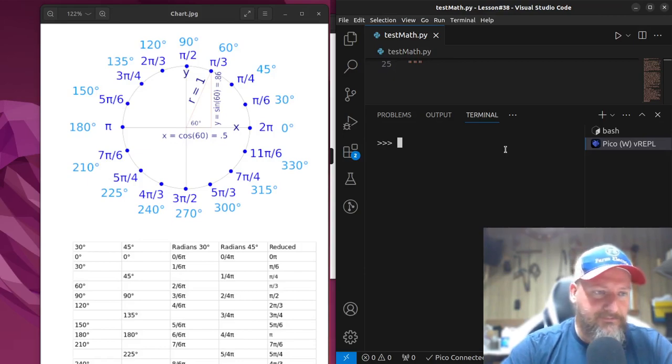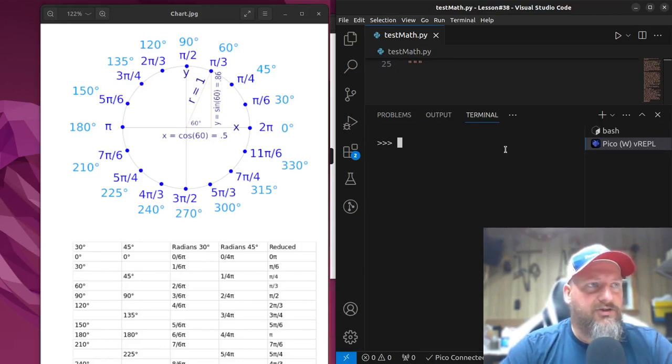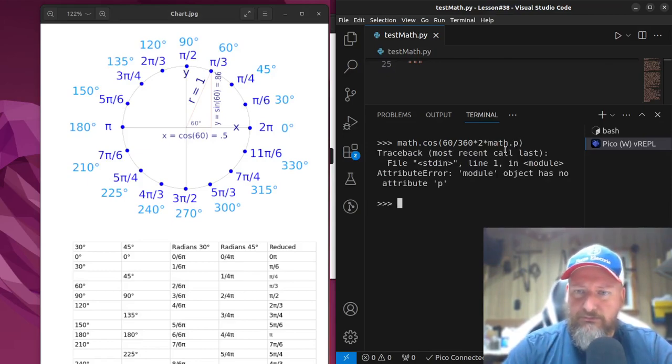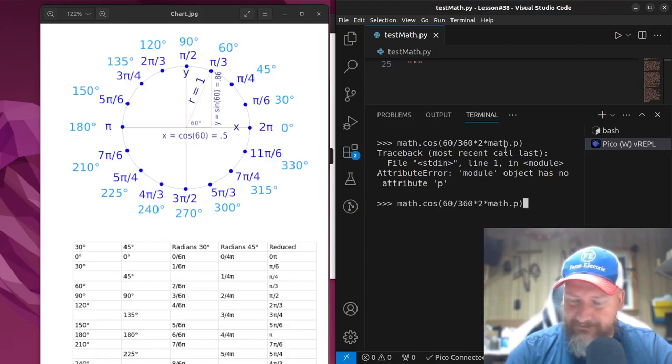But anyway, now let's put this in practice, since we looked at those two. We want to know our x and y coordinates, so let's use an example of that 60 that we have. We know the 60 degrees already, so we're going to do math.cos because we're actually going to run this, and we're saying 60 degrees divided by 360 times 2 times math.pi. Oh, I didn't type in pi right. Let's try that again.